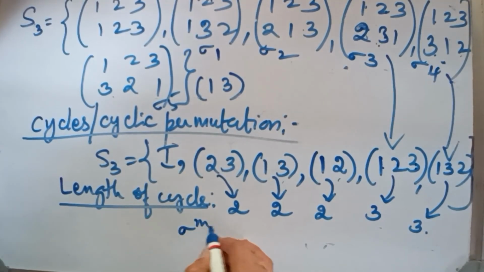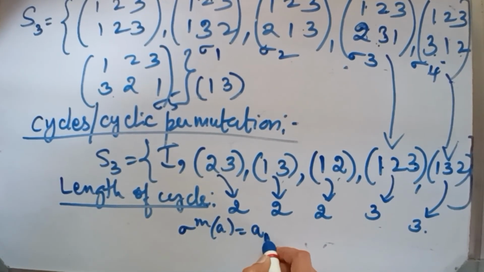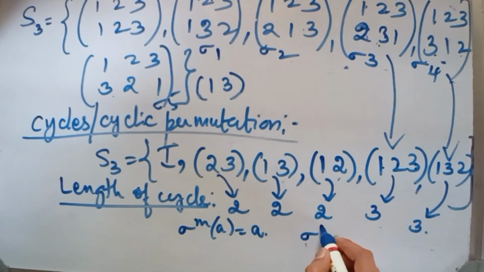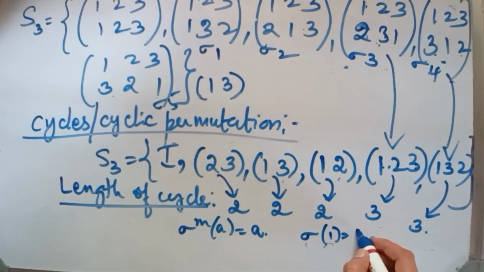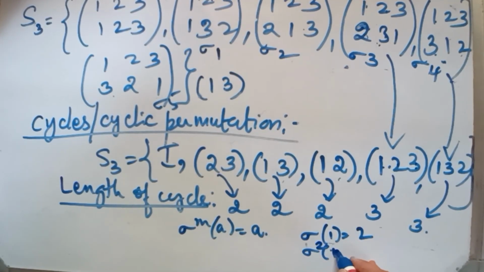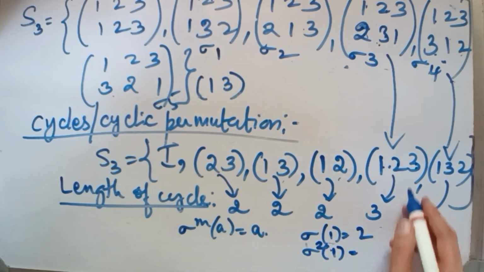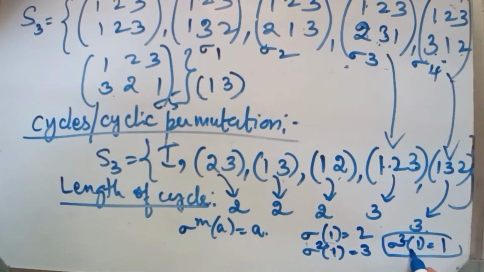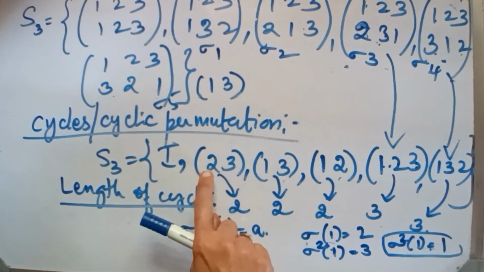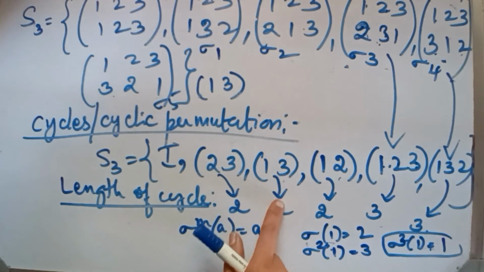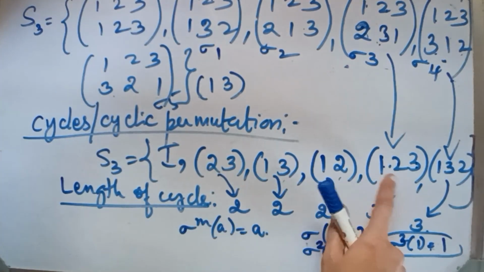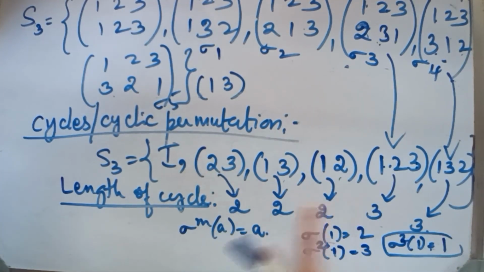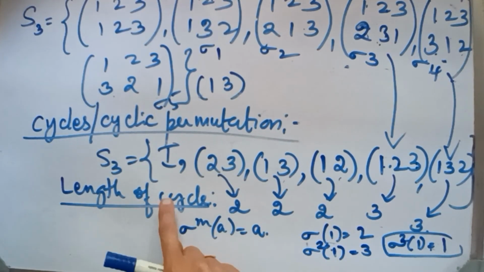This is because sigma to the m of a equals a, then we call it a cycle of length m. Here in this case sigma of 1 is 2. Sigma squared of 1 equals sigma of 2, which is 3. Then sigma cubed of 1 equals 1. So it is of length 3. You just count how many symbols you have here. 2 symbols in this case, and here 3 symbols. They are all of length 2 and 3. Therefore, that is called the length of a cycle.